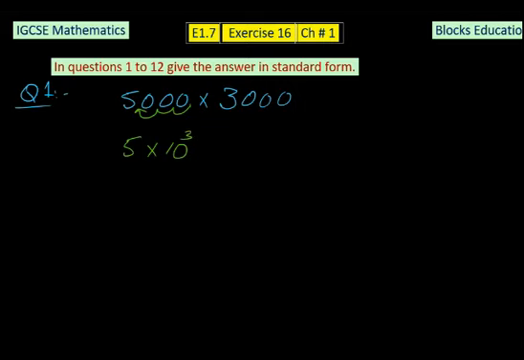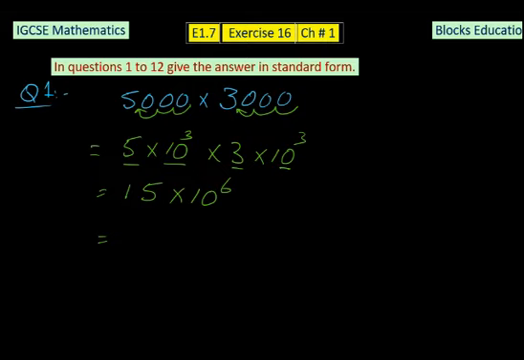Times 3 times, now once again we have moved 1, 2, 3 places towards the left, so it is 10 raised to power 3. Then 5 times 3 is 15, times, we have the same base, 10 raised to power 3 and 10 raised to power 3, so we add up the powers. 3 plus 3 is 6, so it will be 10 raised to power 6.